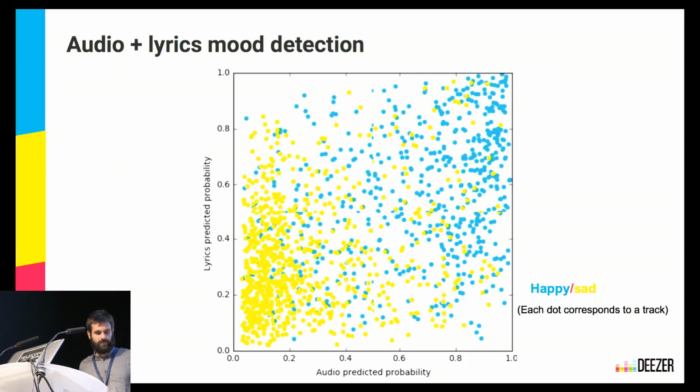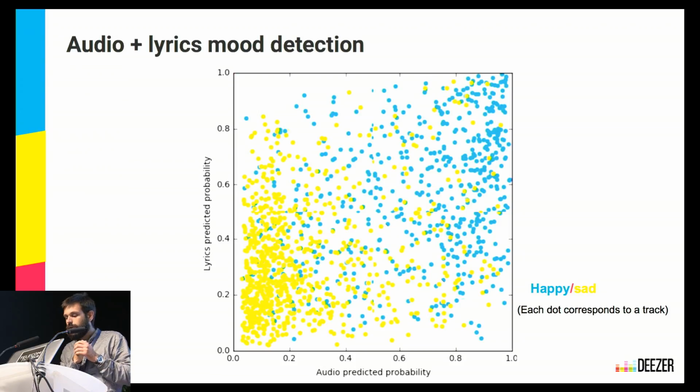Okay, sorry. So if you have tracks with audio and lyrics and you want to do some mood detection, for instance a very simple binary happy/sad classification task, you can design a system based on audio only that will provide the probability for a track of being happy, which is given on the x-axis of this plot. And you can design another one based on lyrics only, that will also provide the probability of being happy, given here on the y-axis.